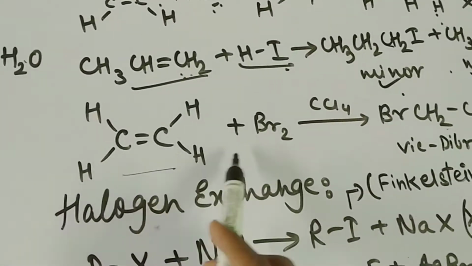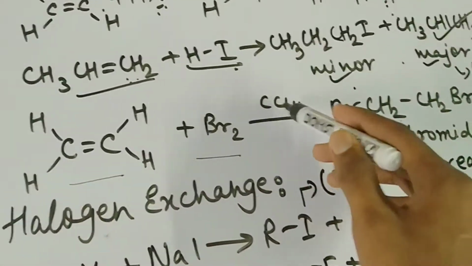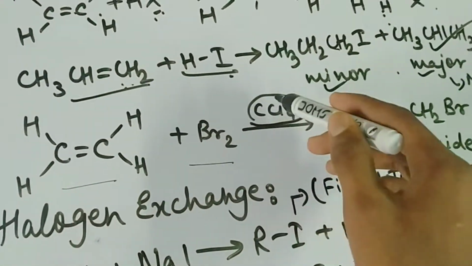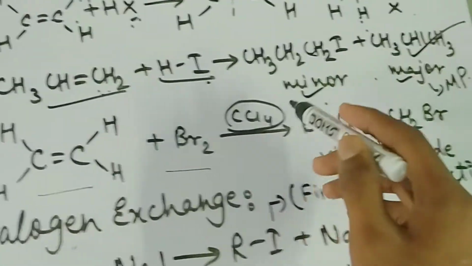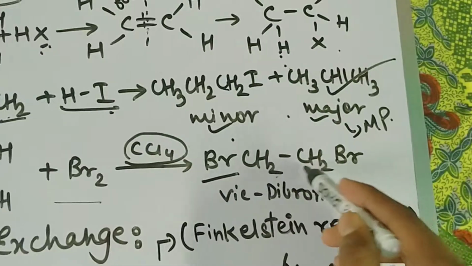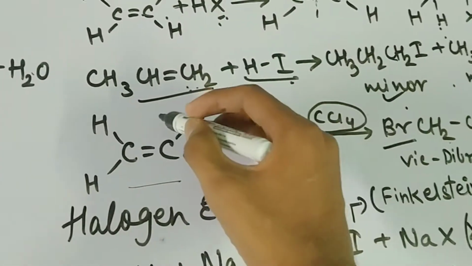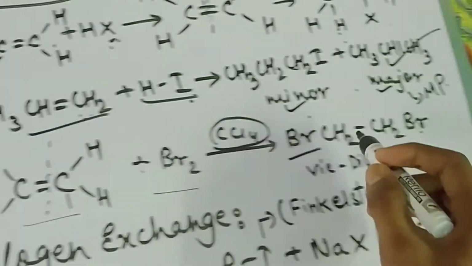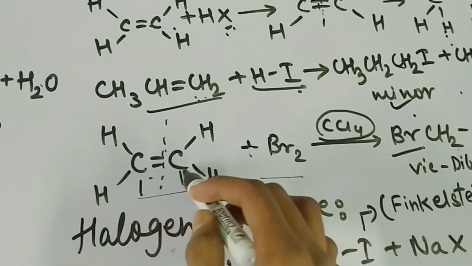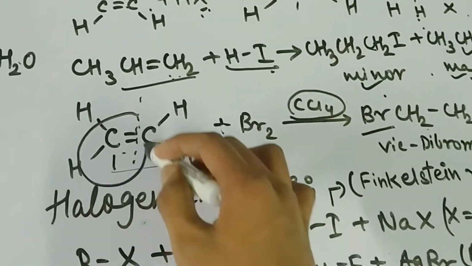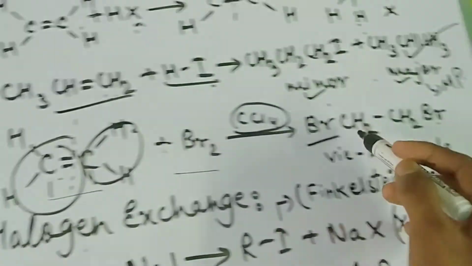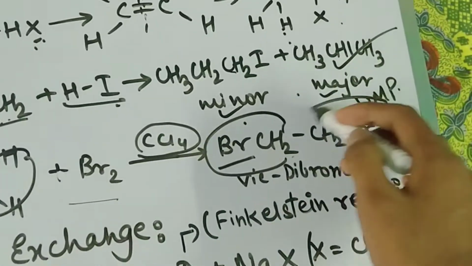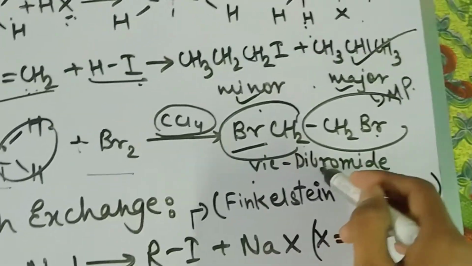Now we come to the next reaction, the alkene bromination. It is passed with Br2 in the catalyst carbon tetrachloride, and it gives a dibromide. We simply get a breakage of the double bond and a bromine gets attached on each carbon. Here one bromine is attached and here one bromine is attached, and we get a vicinal dibromide.